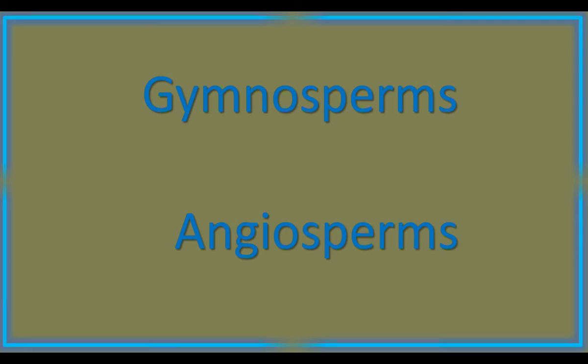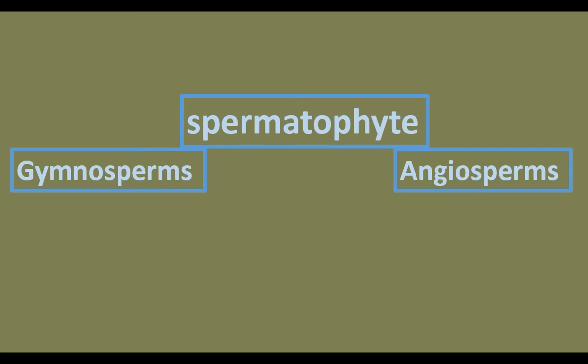In the previous video, we discussed gymnosperms. In this video, we will learn about angiosperms. Gymnosperms and angiosperms come under the group spermatophyte. Spermos means seed, phyte means plants. Gymnosperms and angiosperms are seed-producing plants.